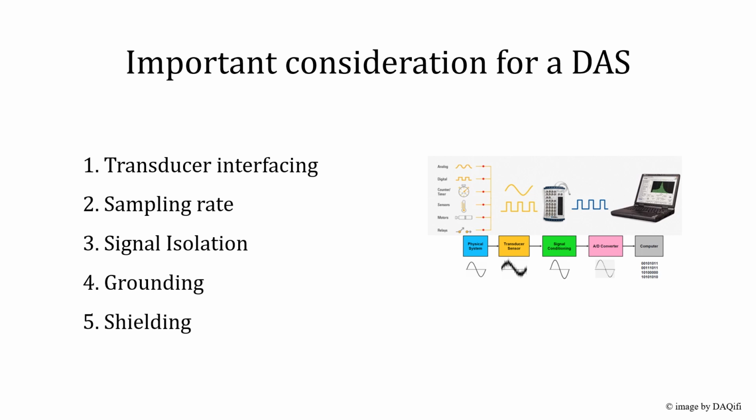Today we'll discuss in this flow: first of all, transducer interfacing, that is unipolar and bipolar interfacing with operational amplifiers and signal conditioning circuits. Then we will discuss what is the best sampling rate while we are doing data acquisition. The third important thing is signal isolation. When we join two different systems, signal isolation is very important, so we will discuss that also.